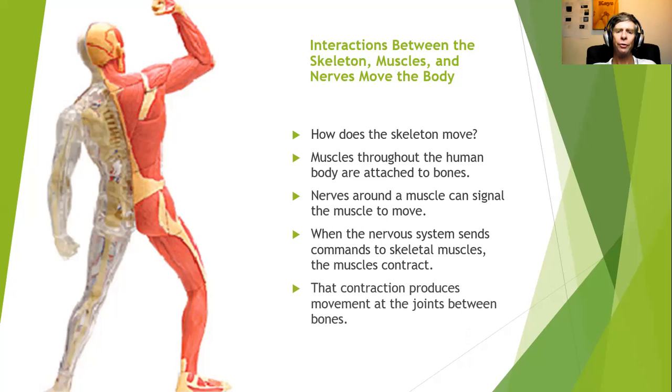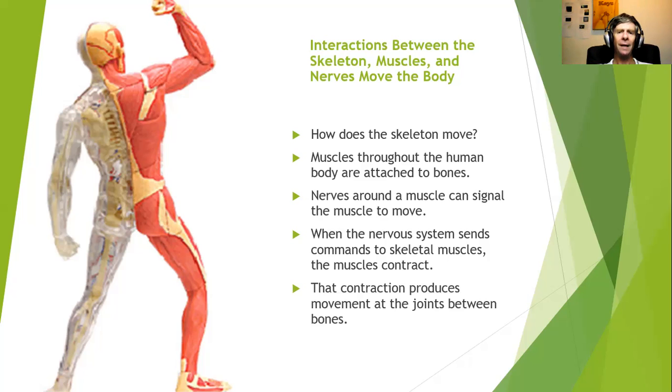That contraction produces movement at the joints between the bones. So between every single bone, so all 206 bones, there are joints. Some of those joints, like your skull, for instance, have now become fused with time and no longer move. When a baby is born naturally, the skull compresses down. So essentially, there are joints between your skull bones. As we grow and develop, those solidify.